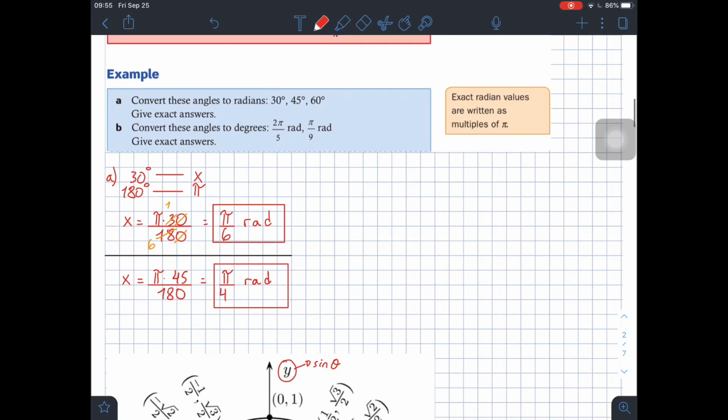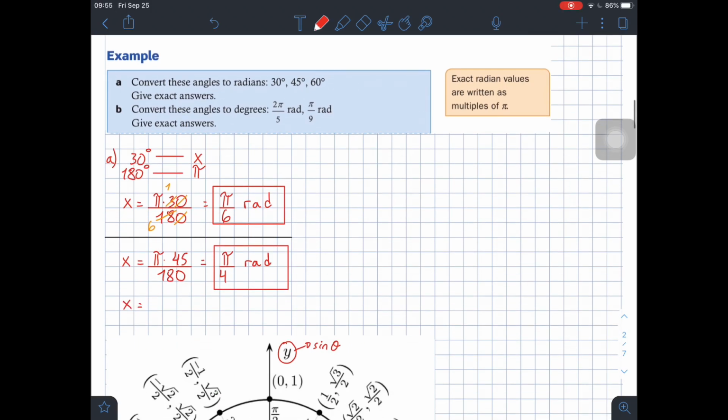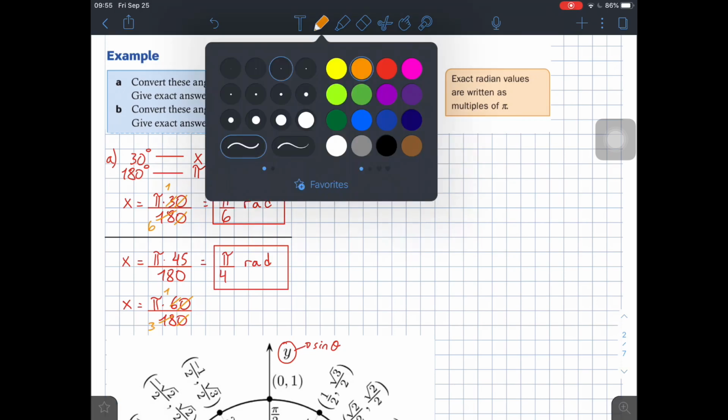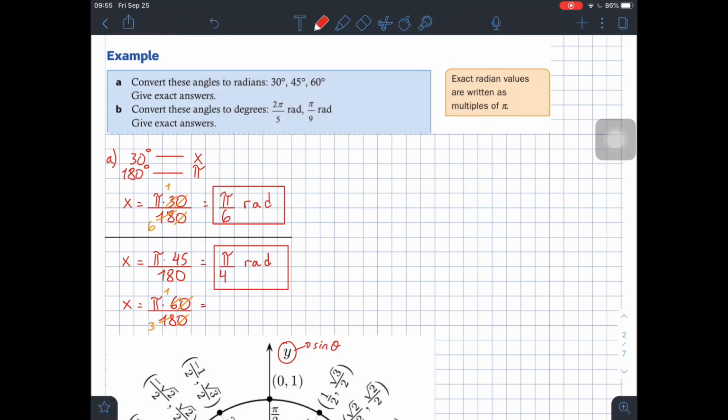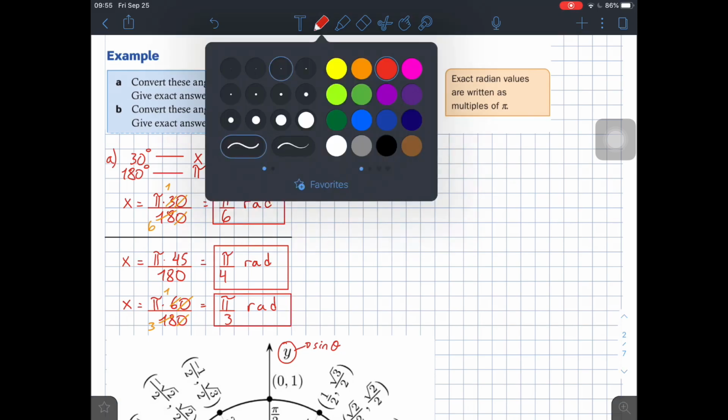And finally, for 60 degrees, it says we want to convert 60 degrees to radians, so same thing, right? Pi times 60 divided by 180. With simplified terms, for example, 0 with 0, 6 with 18, we get the result, which is pi over 3. Pi over 3 radians. So these are the converted angles from degrees to radians, okay?